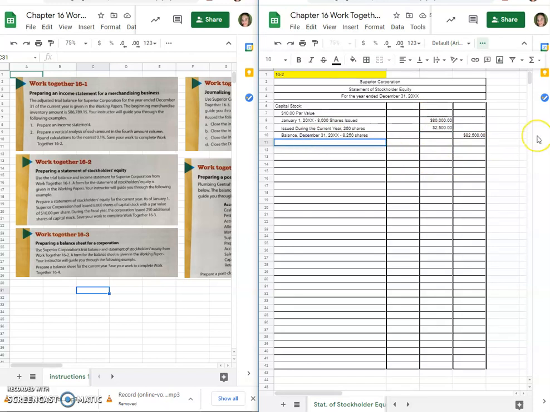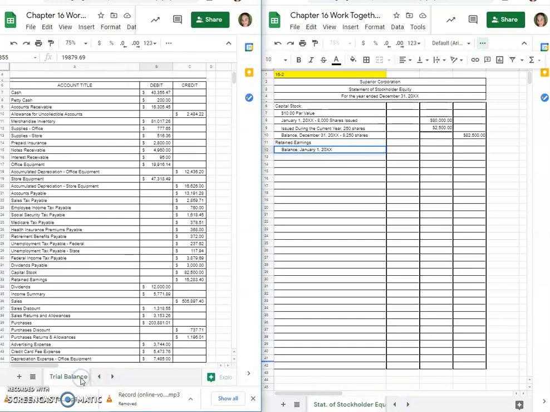Okay, now we'll do the retained earnings section. First, what was our balance as of January 1st? And to find that, we would switch back over to, I guess we can look over here. Let's look at our trial balance for retained earnings, 15,283.40. So we'll just copy that number and we'll bring it over to the middle column.